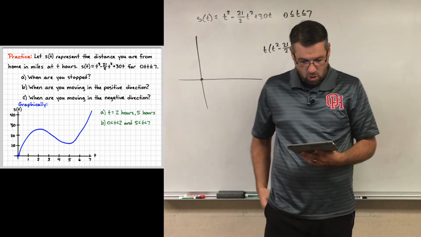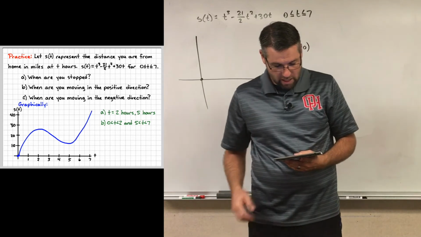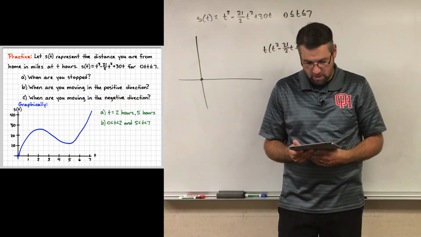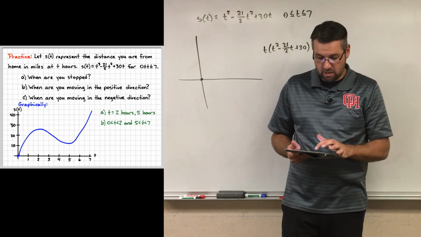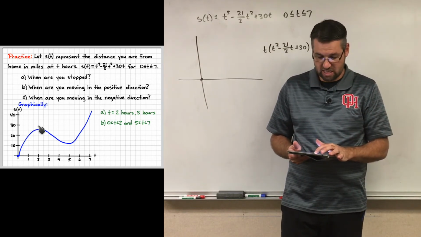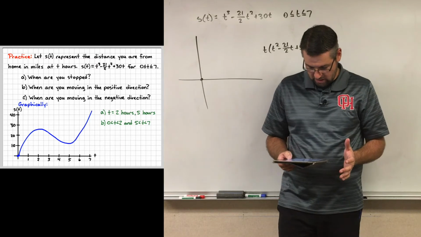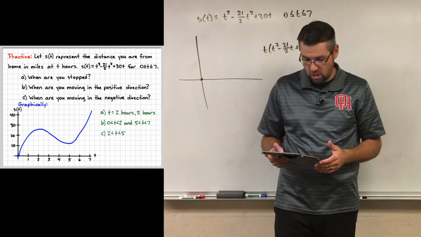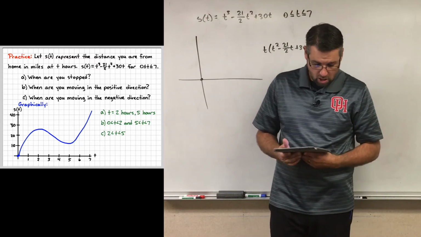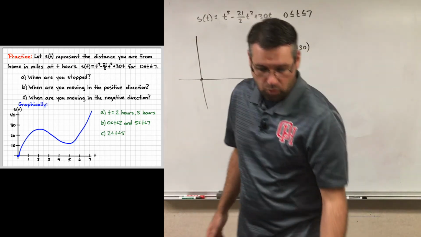And then for C, when are you moving in the negative direction? We're moving in the negative direction when the velocity is negative, which implies that our position graph is decreasing. Okay? So we can see that that's taking place from t equals 2 to t equals 5 hours. So that's the graphical approach to this problem.